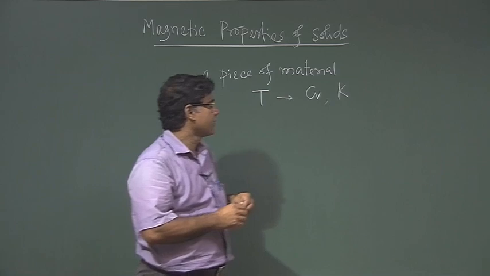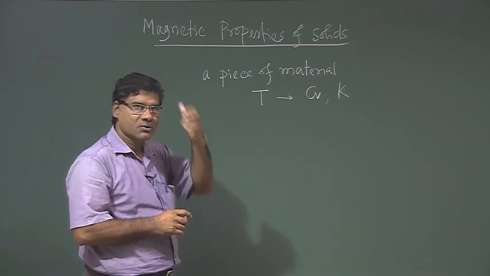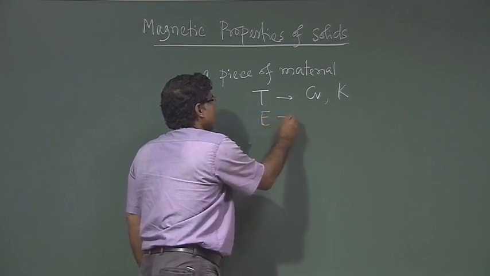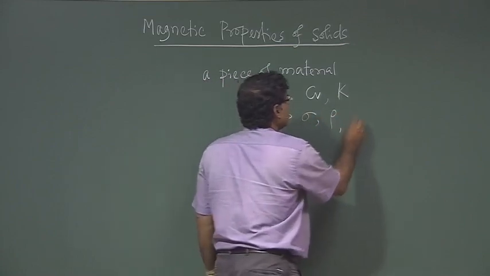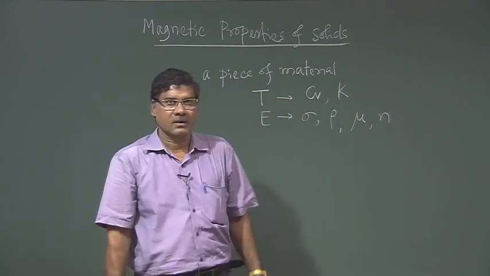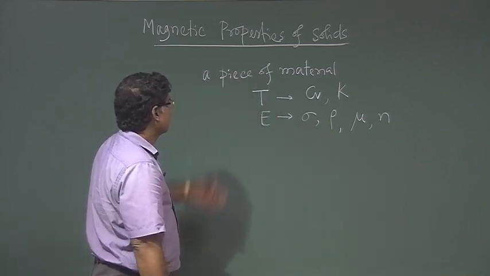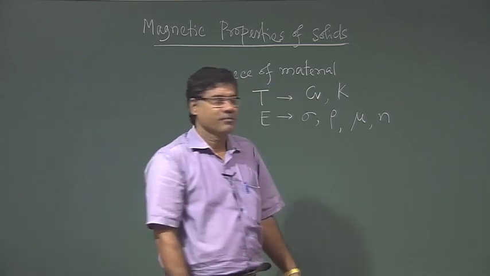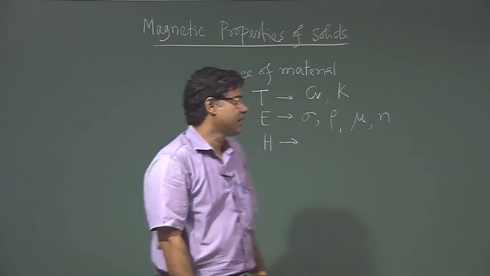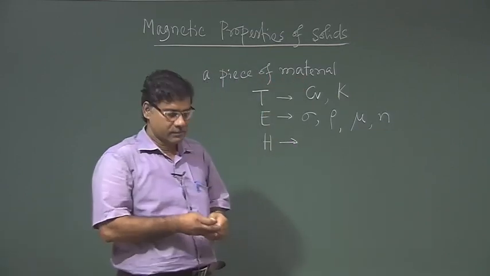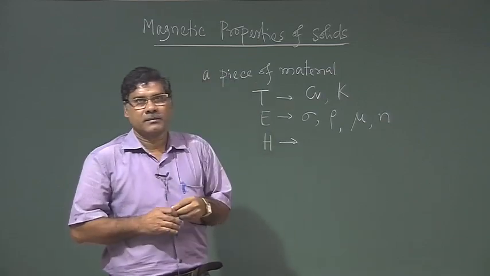In case of electric properties of this piece of material, if I want to study, I have to apply an electric field and see the parameters like conductivity, resistivity, mobility, density of states or density of carriers, etc. Similarly, if I want to study the magnetic property, I have to apply a magnetic field and see the response of this material to the magnetic field in terms of some parameter, which basically tells us about the magnetic property of the material.